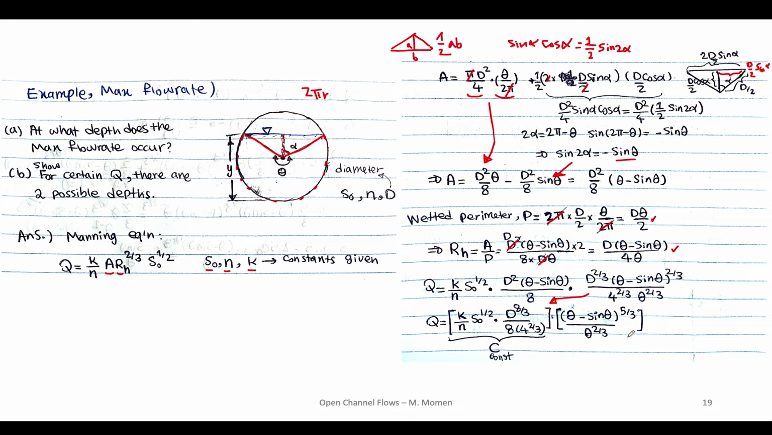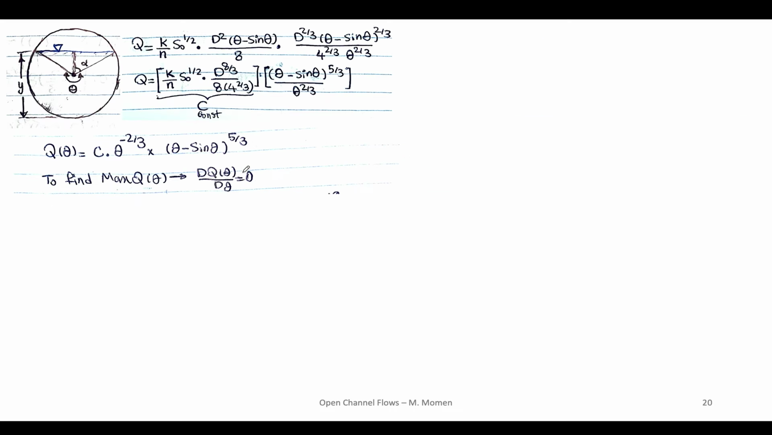So now I want to find the maximum flow rate, so for which depth. So first I will find theta, and based on that I can find y, right, or depth. It's pretty easy from some trigonometry relationships.